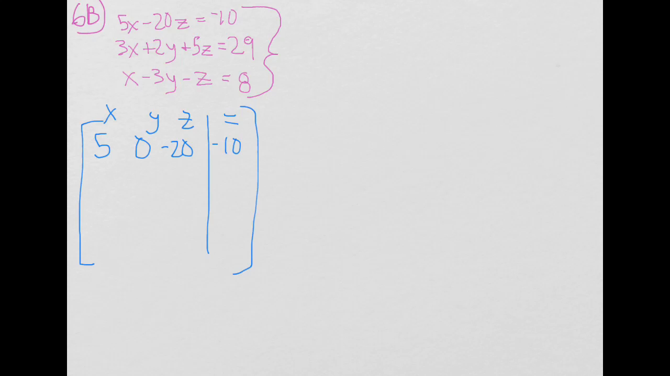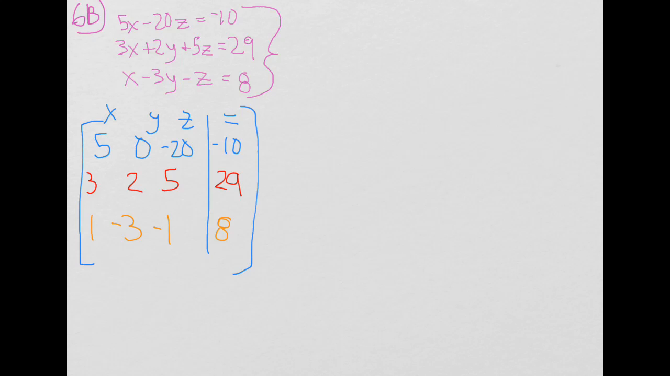Now do the second equation. 3x plus 2y plus 5z equals 29. And finally, the third one, 1x minus 3y minus 1z equals positive 8.